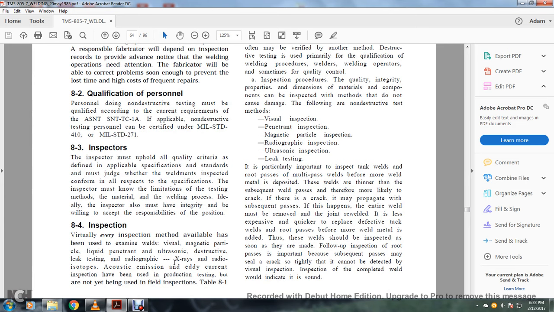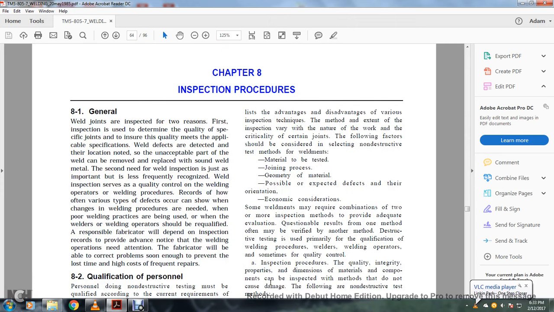8.4. Inspection. Virtually every inspection method available must be made on the weld being examined: visual, magnetic particle, liquid penetrant, ultrasonic, destructive, leak testing, and radiographic X-ray and radio isotopes. Acoustic emission and eddy current inspection have been used in production testing, but are not being used in field inspection. Table 8.1 lists the advantages and the disadvantages.